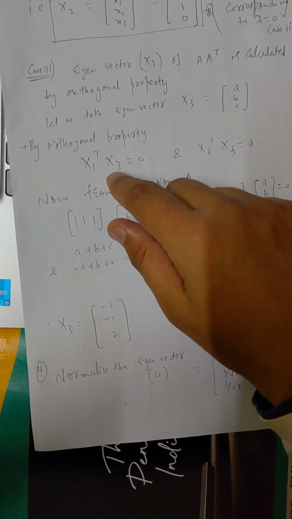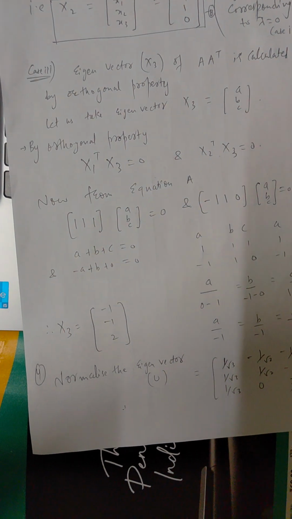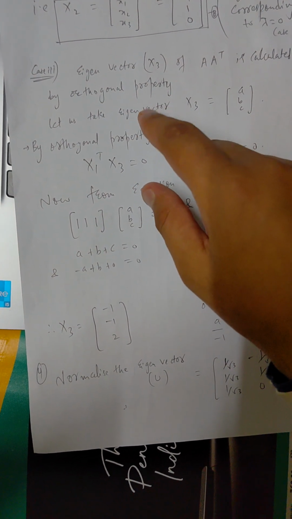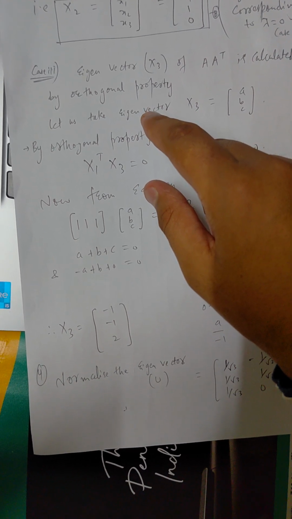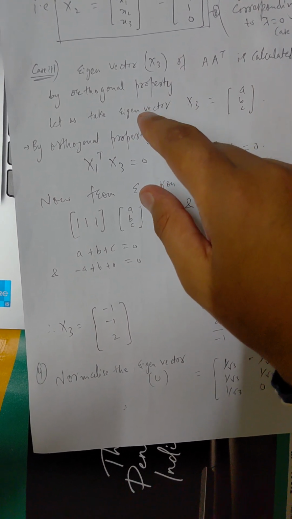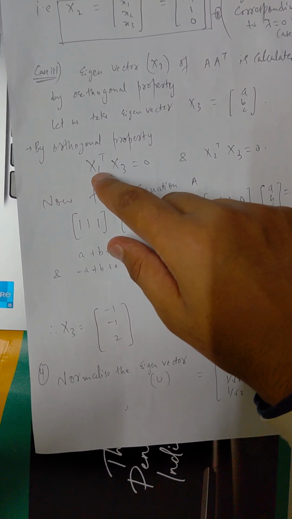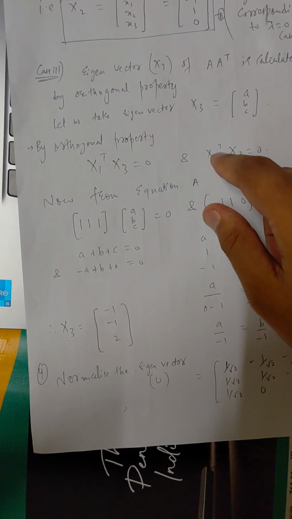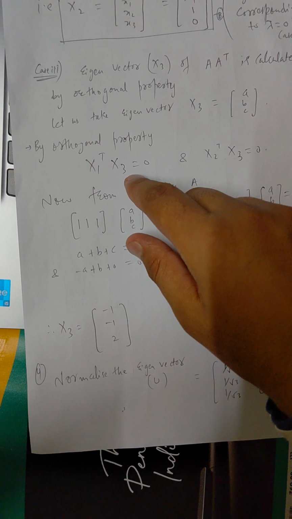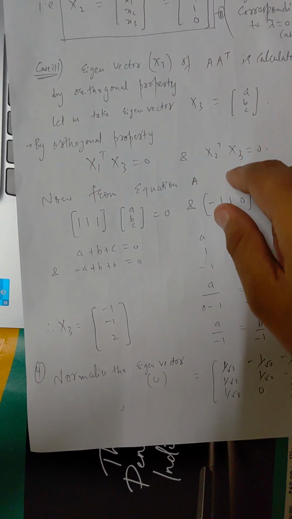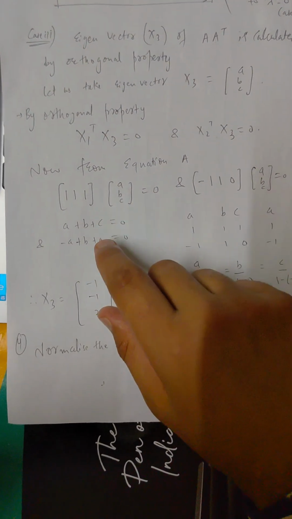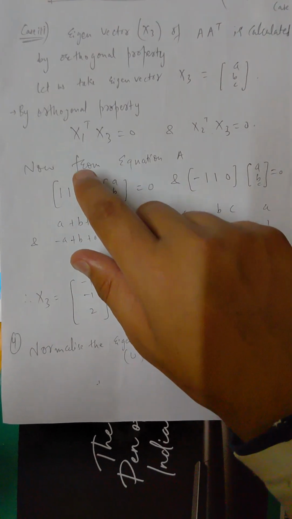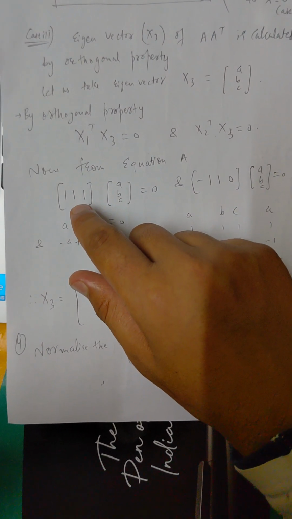x1 transpose x3 is equal to 0. So x1 transpose is the previous value we calculated in A transpose here, in the case first and second. This is the x1 vector, and this is the x2 vector, the eigenvectors. We will take the transpose and multiply separately with the x3 that we have assumed, and equate it to 0. As you can see here, I have taken the transpose of x1, this is 1, 1 and 1.